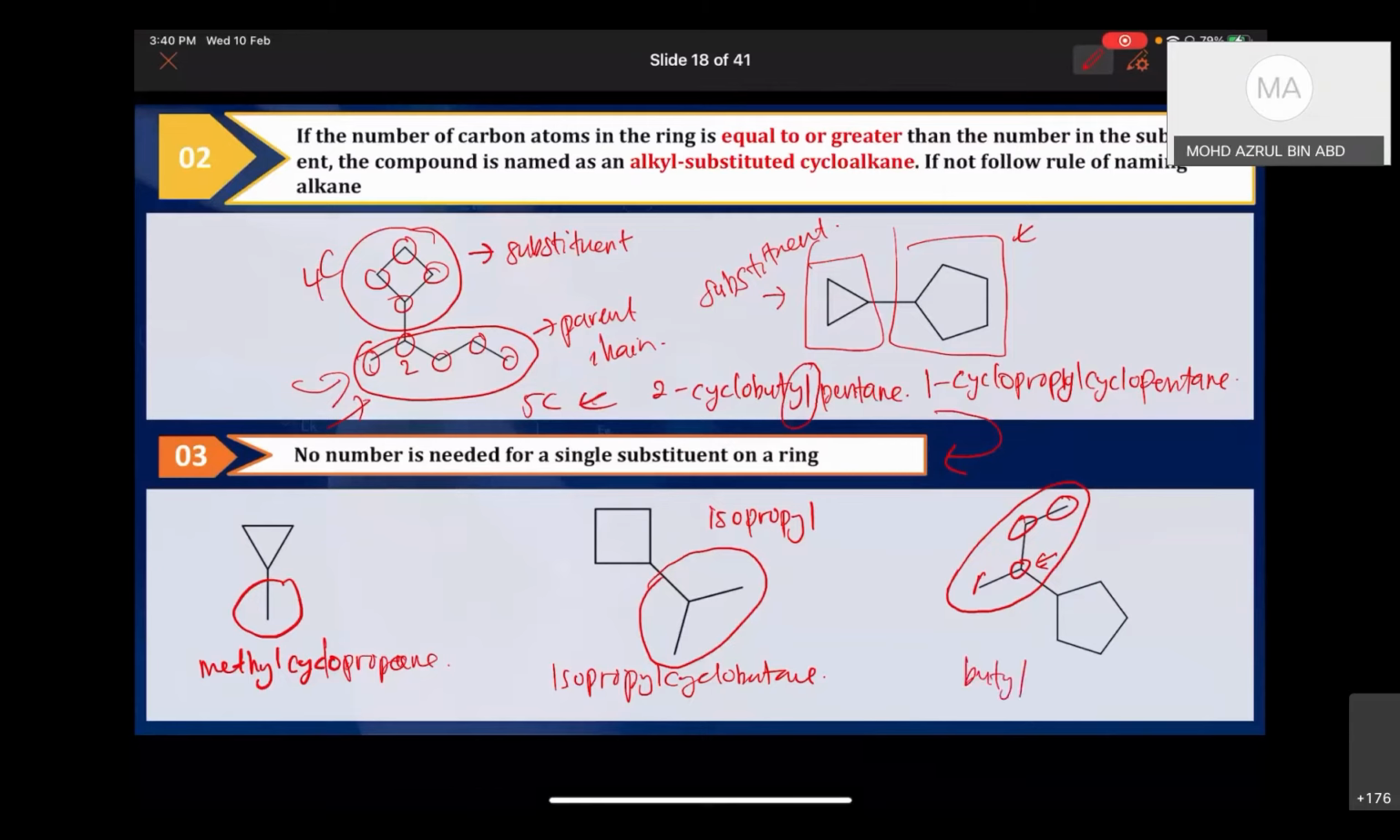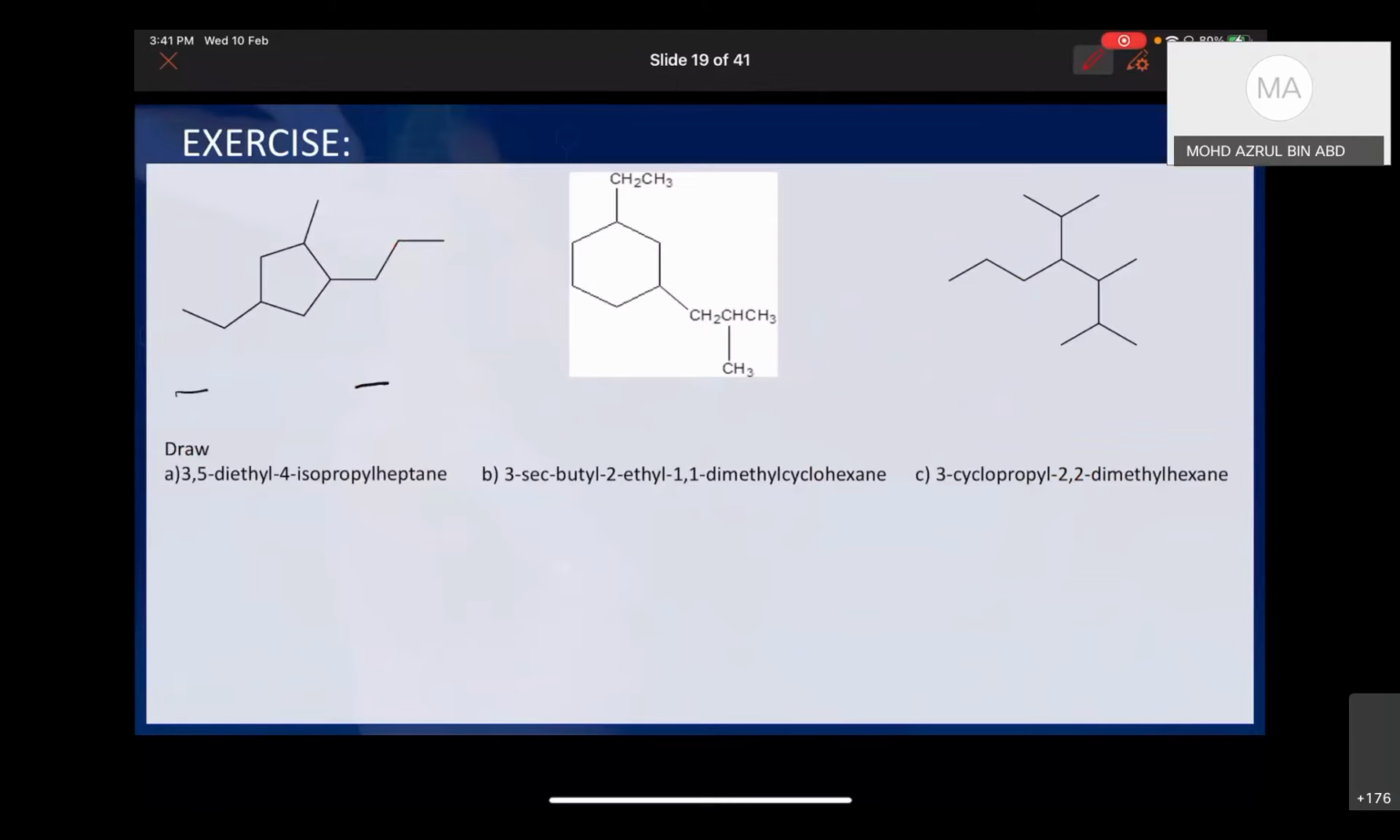Okay, butyl. And then if you can see here, the parent chain is attached at the second carbon of this substituent. So we can name it as sec-butyl. Okay, sec-butylcyclopentane. Okay, pentane. So this is the name of this substituent, sec-butyl. Okay, alright. This is your exercise.